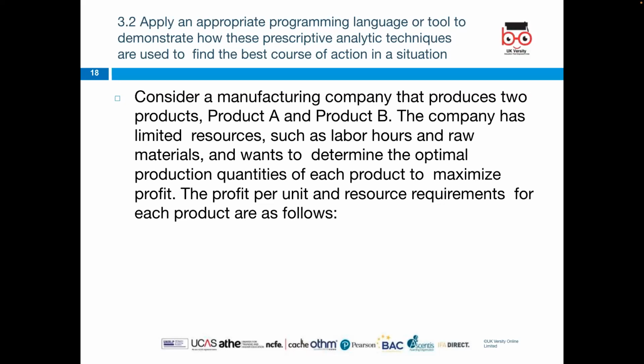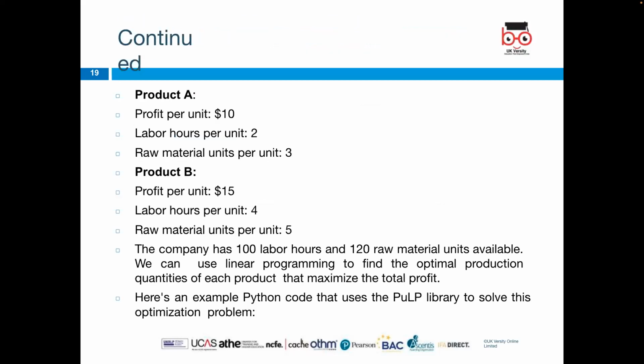The profit per unit and resource requirements for each product are as follows. Product A: profit per unit is $10, labor hours per unit is 2, raw material units per unit is 3. Product B: profit per unit is $15, labor hours per unit is 4, raw material units per unit is 5. The company has 100 labor hours and 120 raw material units available.